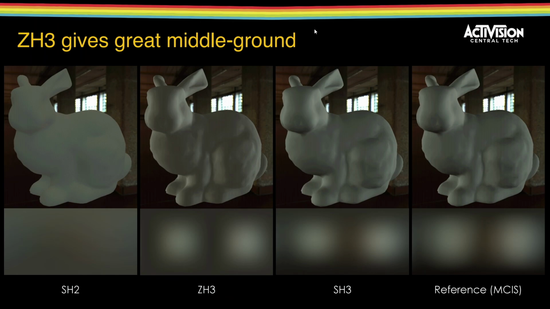In practice, ZH3 is just the one extra term. The SH3 is all of those bottom row terms. So largely they look much the same. And that in practice is why we use it.